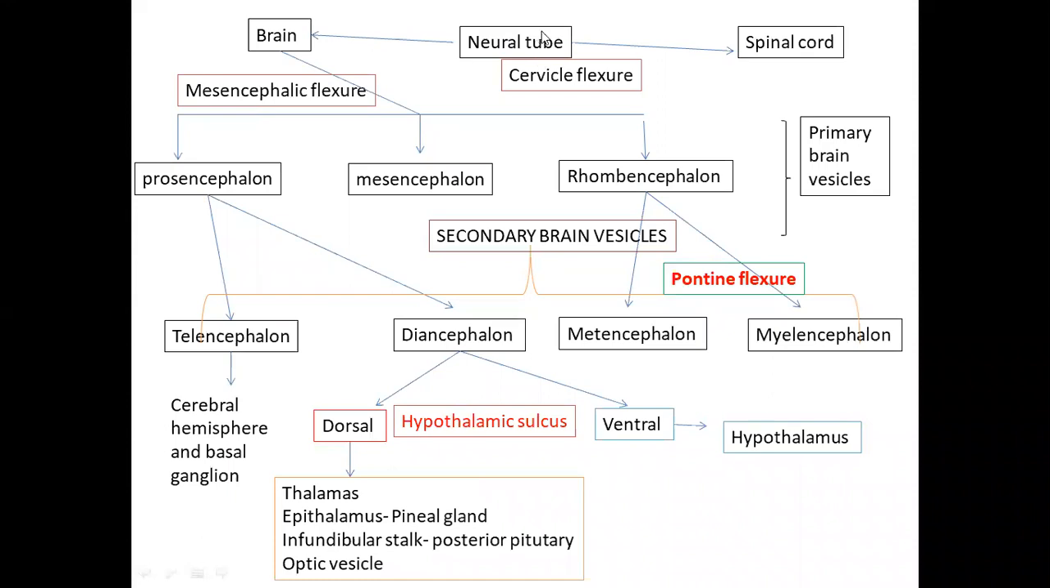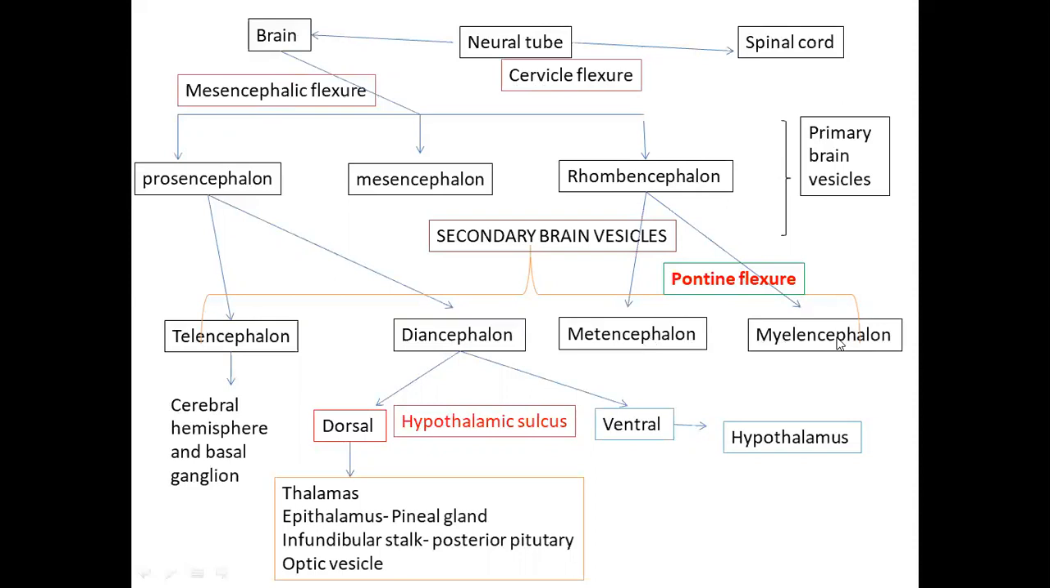Now, this was the neural tube, and because of the head folding, there was a cervical flexure which divided the neural tube into the brain and the spinal cord. Then there was a mesencephalic flexure which divided this brain vesicle into prosencephalon, mesencephalon, and rhombencephalon, right? Then further, this rhombencephalon, because of the presence of the pontine flexure, which is a dorsal flexure. The cervical and the mesencephalic flexures are the ventral flexures. The pontine flexure divides rhombencephalon into metencephalon and myelencephalon. Metencephalon will form pons and cerebellum.